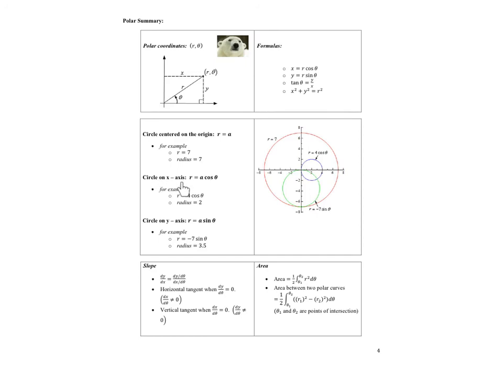A circle on the x-axis would be in the form r equals a cosine theta. So for example here, we have a diameter of 4, which means we have a radius of 2. You can see that circle right here in blue. A circle on the y-axis would be in the form a sine theta. Of course, if a is negative, that would be below the x-axis. If it's positive, it would be above the x-axis. And of course, its radius would be half of the absolute value of that number.